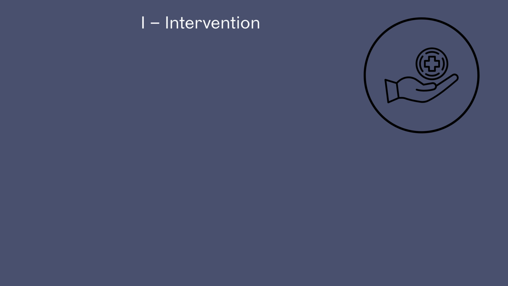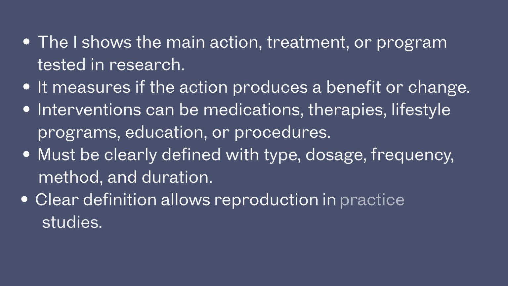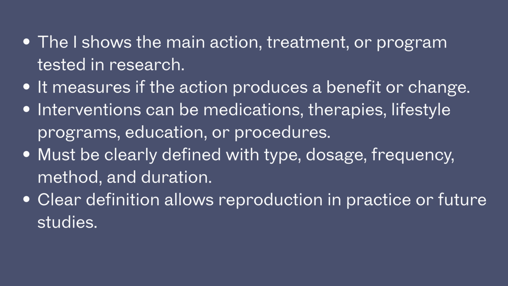I is intervention. What main intervention are you considering? The I represents the main action, treatment, or program being tested in the research. It is what the study wants to measure to see if it produces a benefit or change. Interventions can include medications, therapies, lifestyle programs, educational sessions, or procedures. The intervention must be clearly defined, including details like type, dosage, frequency, method, and duration so that it can be reproduced in practice or future studies.